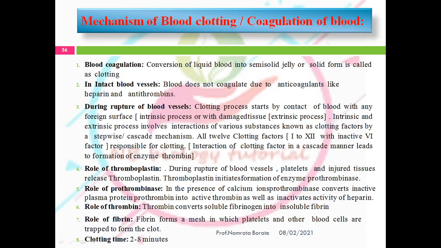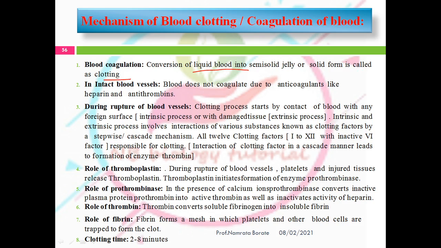The next one we see is how the blood coagulates. First, what is meant by blood coagulation? Blood coagulation means the conversion of liquid blood into a semi-solid jelly-like form. This conversion of liquid blood into semi-solid jelly or solid form is called clotting.